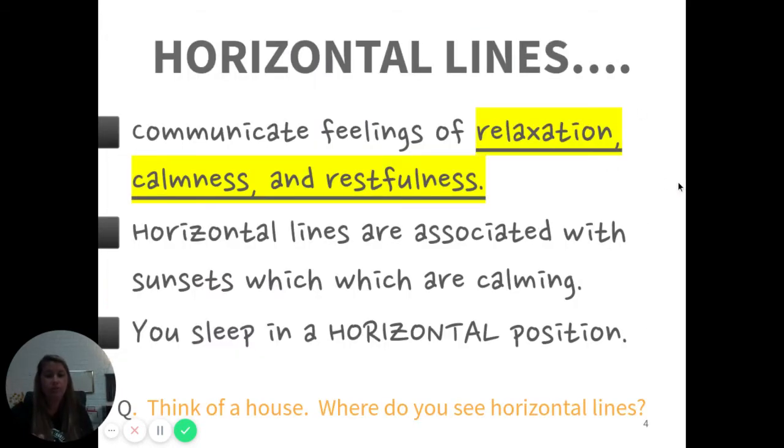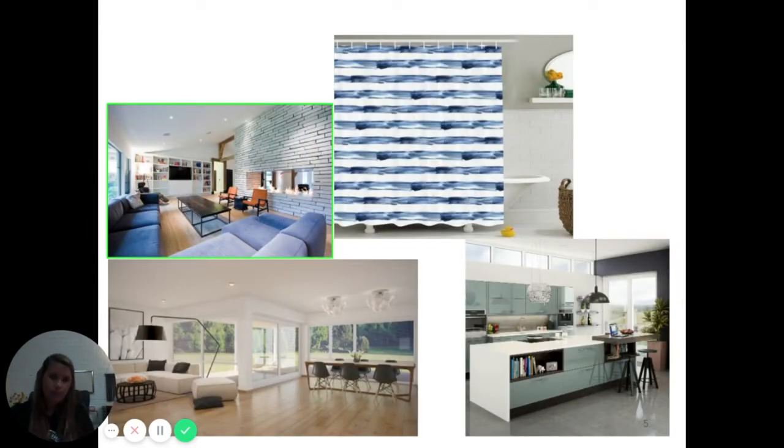Horizontal lines, remember these yellow highlighted things are the most important parts. You get a feeling of relaxation, calmness, and restfulness. You sleep in horizontal position. Sunsets are horizontal. All these things are calm, tired, sleepy, all those things. That should help you remember horizontal lines. All these pictures have examples of horizontal lines. I do like to put pictures in my tests, so expect a couple of them saying where are the horizontal lines in this room, where are the vertical lines in this room, for example.